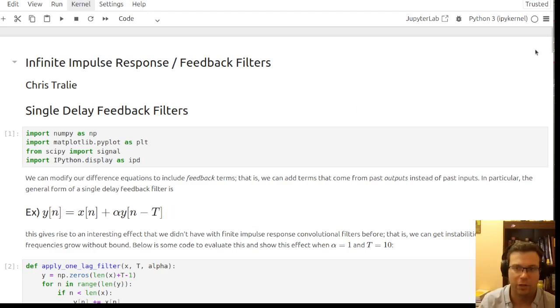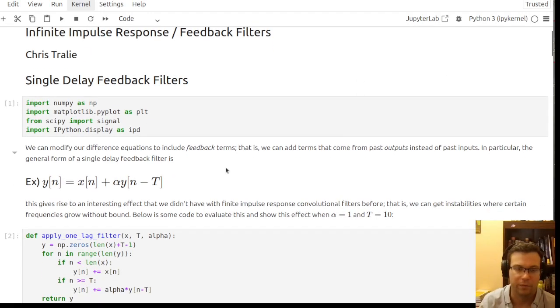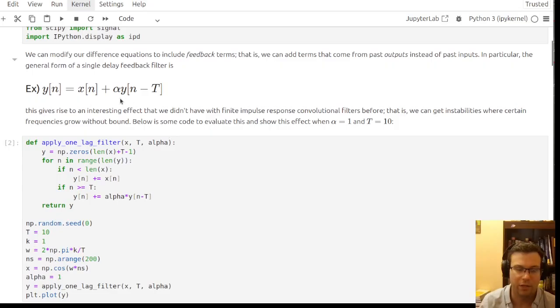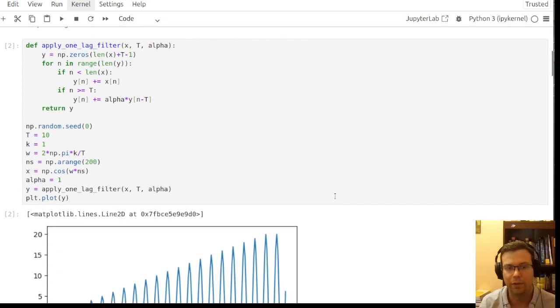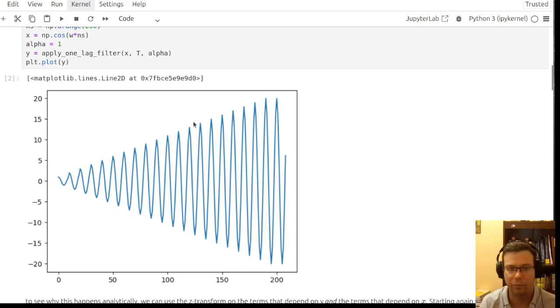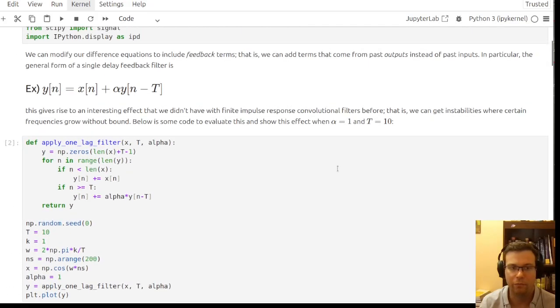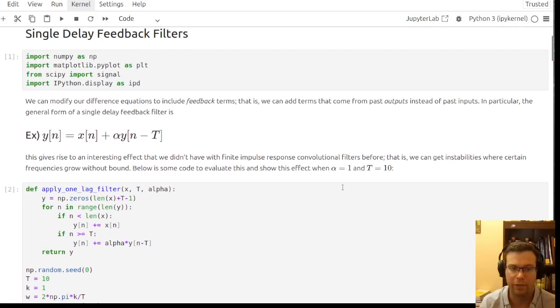Okay, so we finished talking about the single delay feedback filters. And we saw that by making a simple change, instead of having x[n] plus some lag of x, if we do a lag of y, the output, and we feed that output at a previous time back into the output at a later time, then we can get some very interesting effects, and certain frequencies actually blow up if we have this alpha greater than or equal to 1.